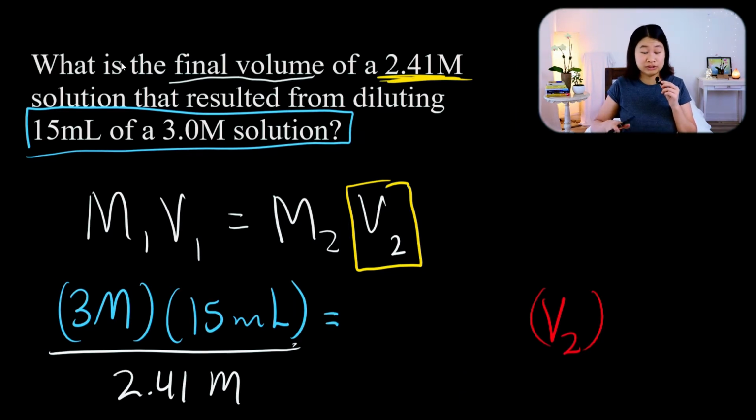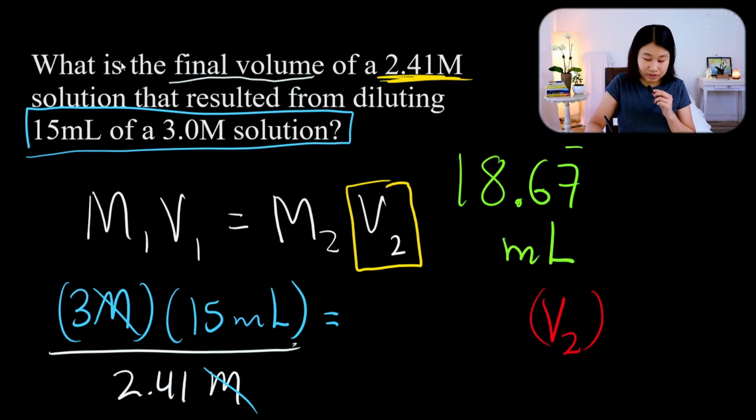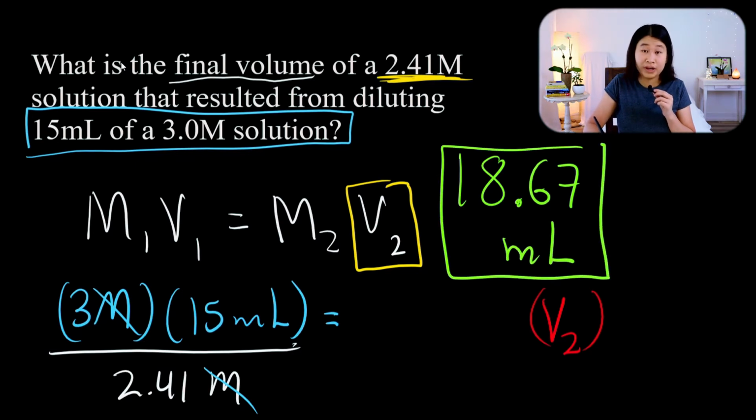And so we know that V2 is equal to the left side. The left side, as you can see, we have the unit of molarity on the top and bottom. These units cancel out, which will leave us with the unit of milliliters. And when you do this calculation of 3 times 15, all divided by 2.41, you're going to end up with 18.67 ml. And this is going to be equal to V2, your final volume. Just to make sure this makes sense, our initial volume is smaller than our final volume, which makes sense because we diluted this solution. We added some water into it to dilute it.